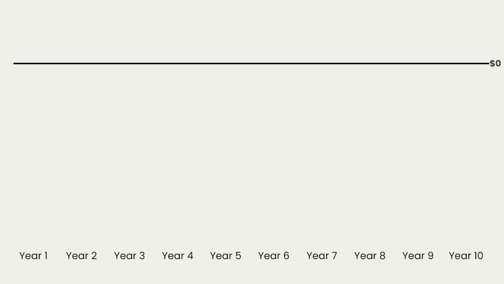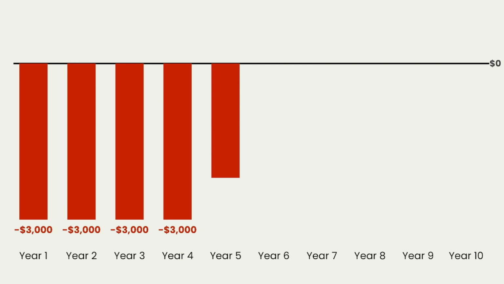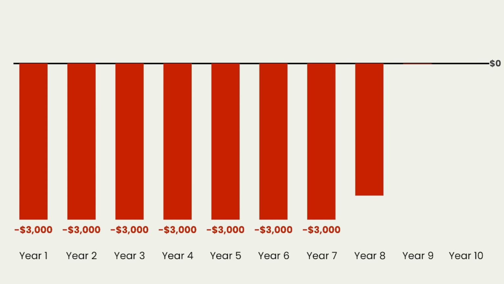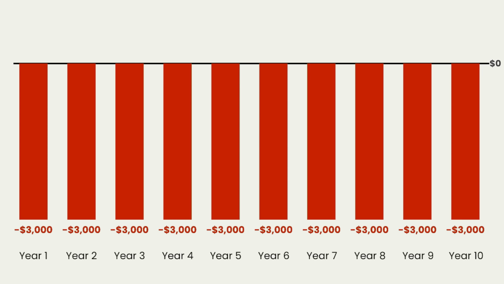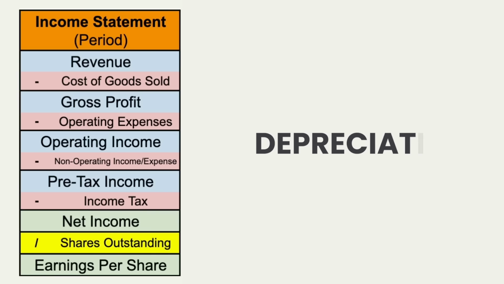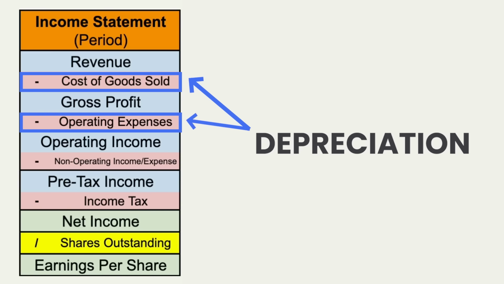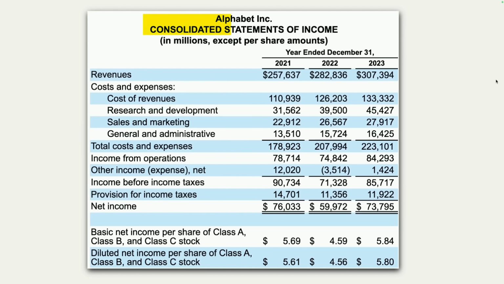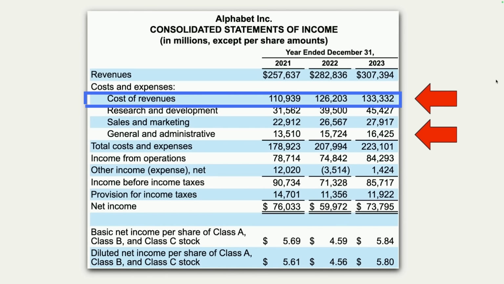So, according to accrual accounting, owning this car for 10 years would cost us $3,000 per year in each of the 10 years. Now, to account for this expense on the income statement, we would create a charge called depreciation. Depreciation can be found in cost of goods sold or in the company's operating expenses. So, if we were to relate this to Alphabet's income statement, we would see that its depreciation expense was located either in the cost of revenues or in the general and administrative expense, depending on the nature of the depreciation cost.